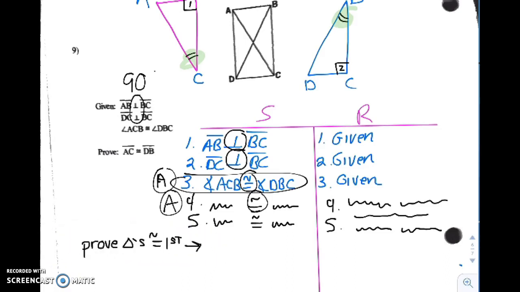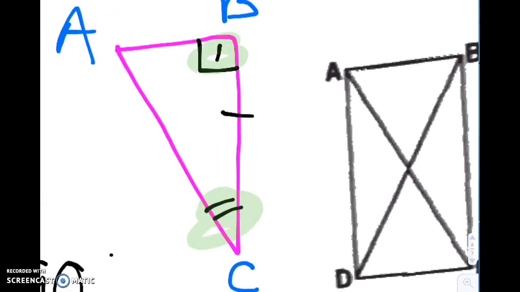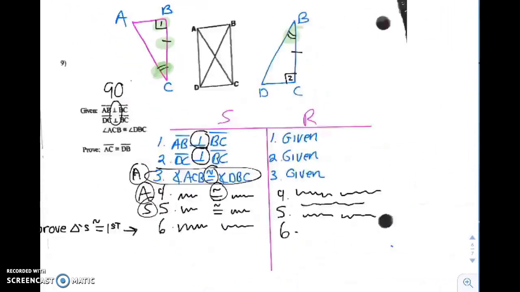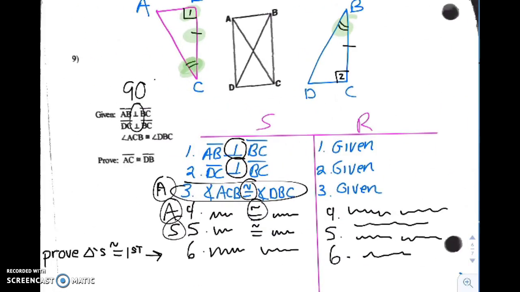We're going to prove the triangles congruent right here. So I have an angle and a side. Let's see what order that's going to be in. Angle, side, angle. So you can prove the triangles congruent. You can call them triangle ABC and triangle DCB are congruent because angle, side, angle.